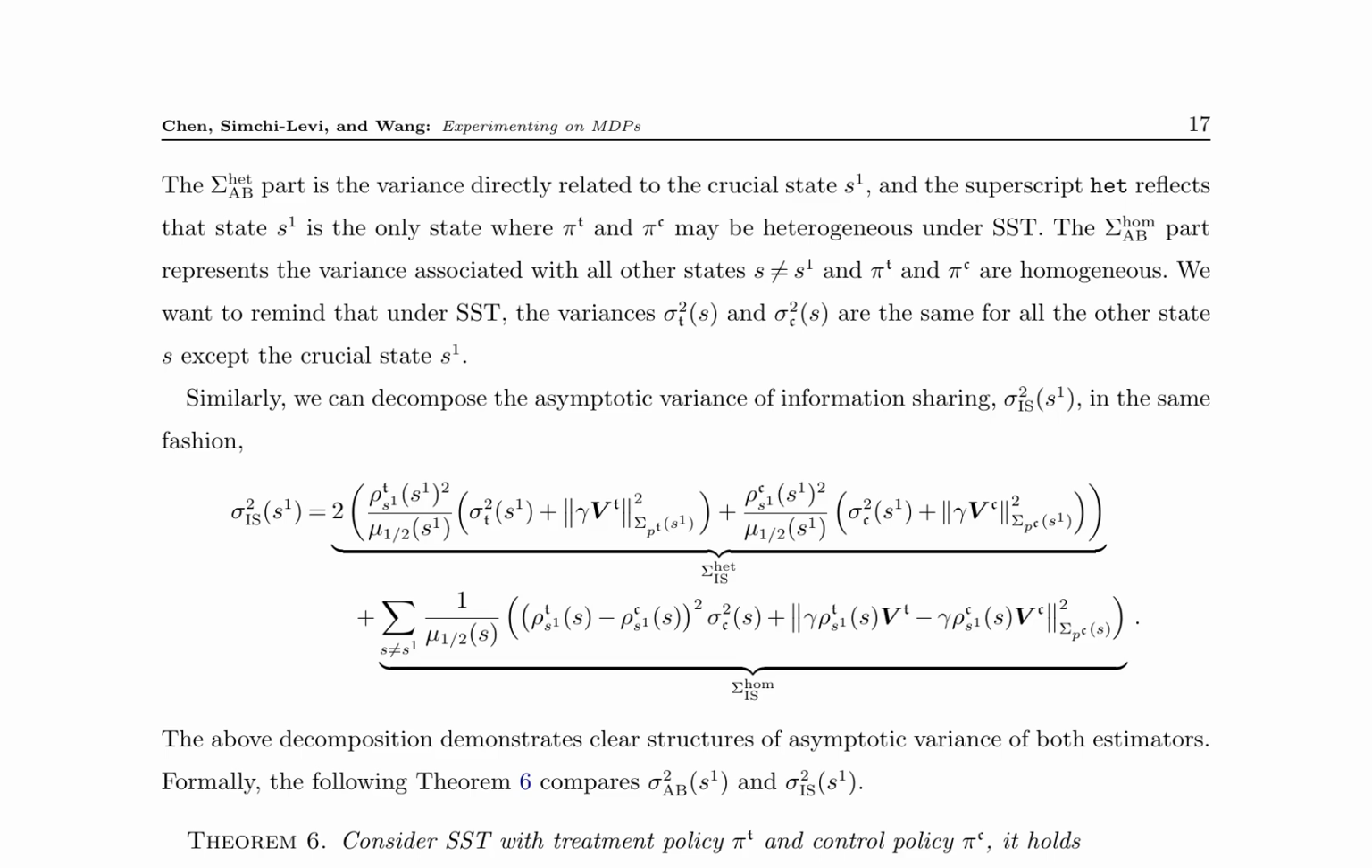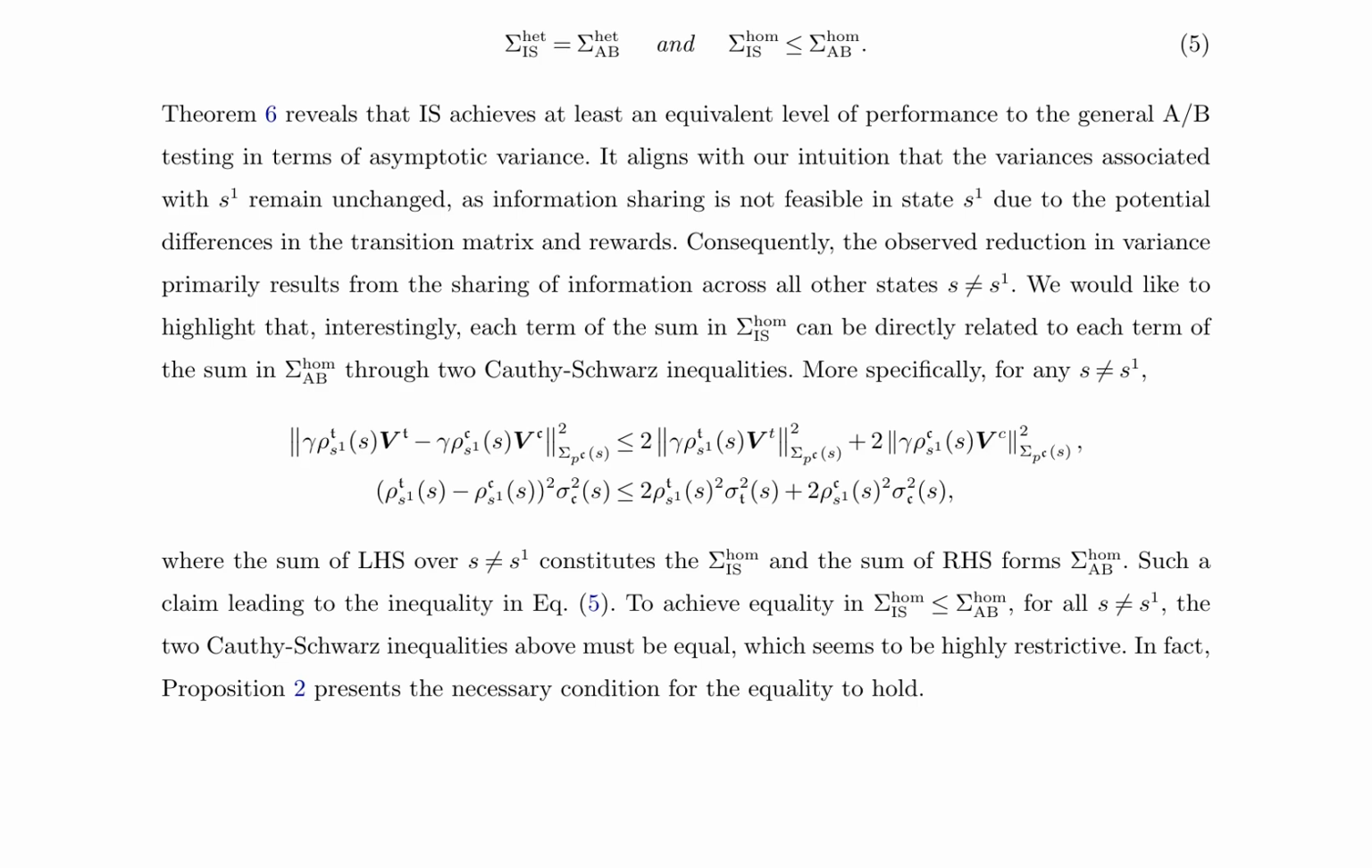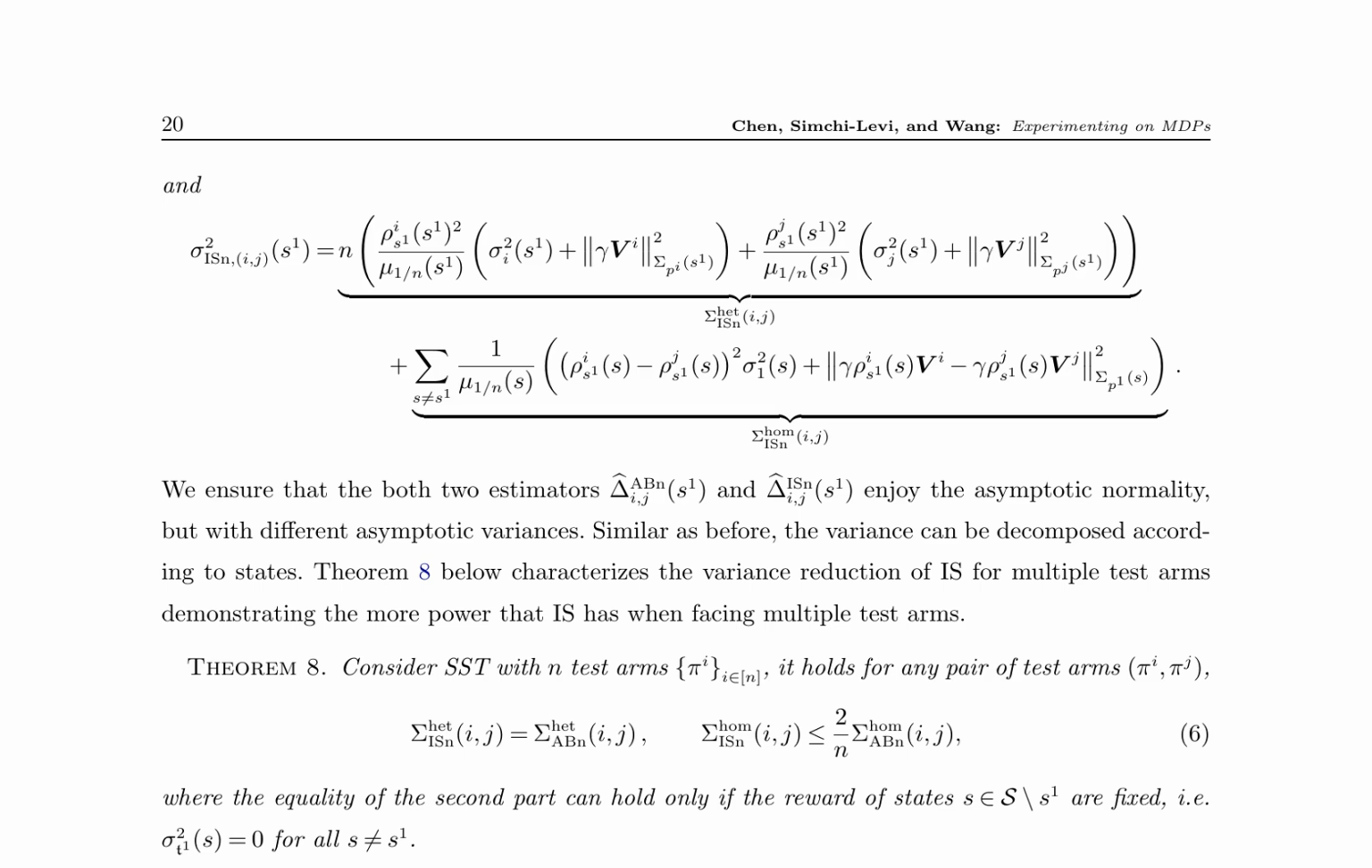The research discusses the application of information sharing in multi-armed bandit problems and MDPs under strongly stable treatment, SST. It highlights the decomposition of asymptotic variance for both estimators, demonstrating the structure of variance reduction. Theorem 6 compares the asymptotic variance of the information sharing estimator with general A/B testing, showing it achieves at least an equivalent level of performance. The analysis focuses on the crucial state S1, where information sharing is not feasible due to potential differences in the transition matrix and rewards. The observed reduction in variance primarily results from sharing information across all other states.